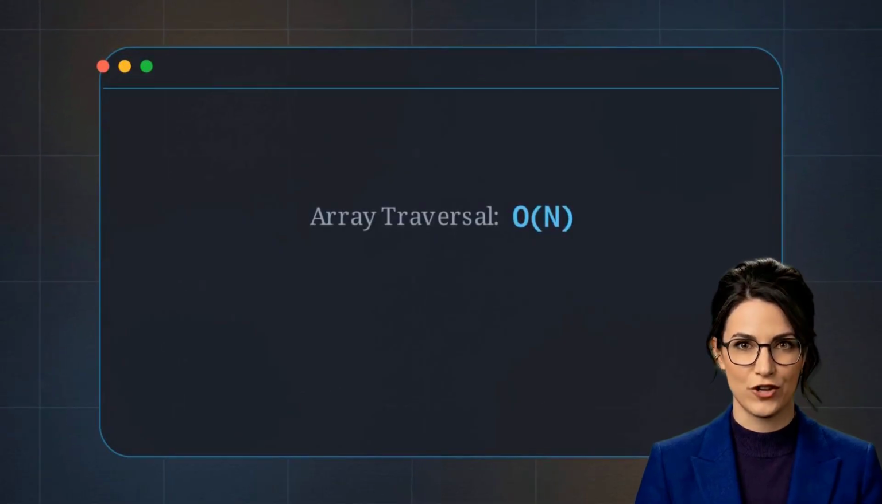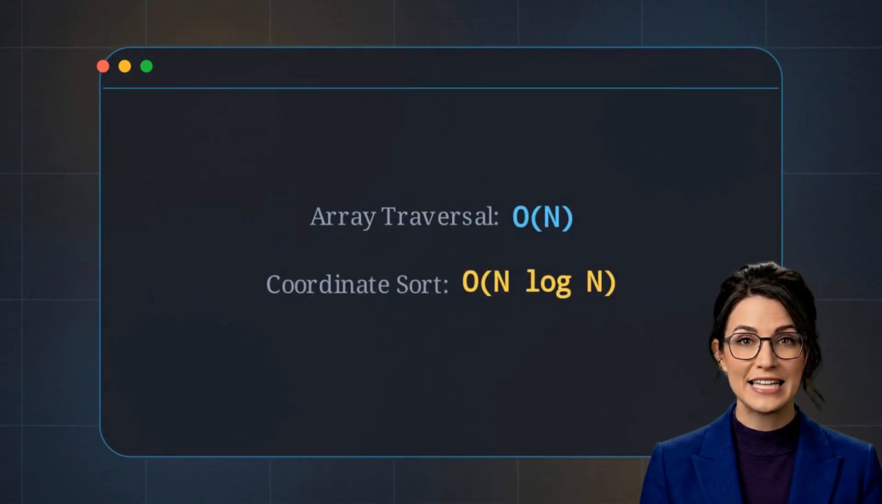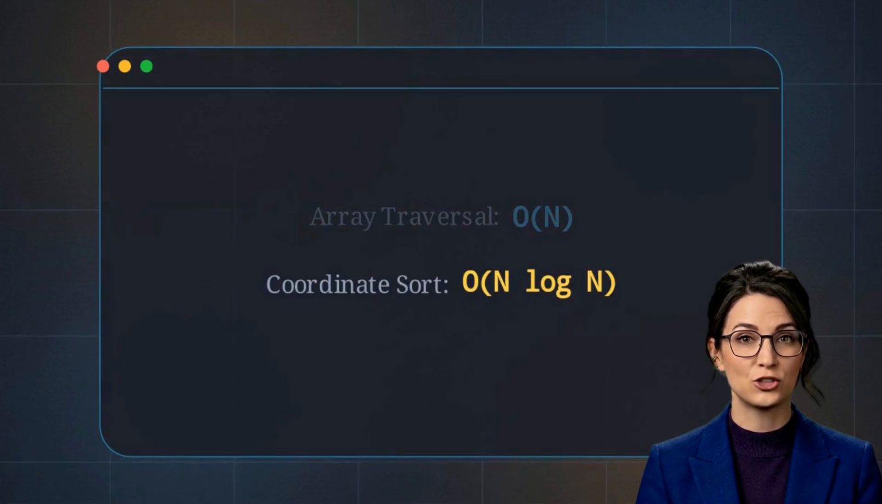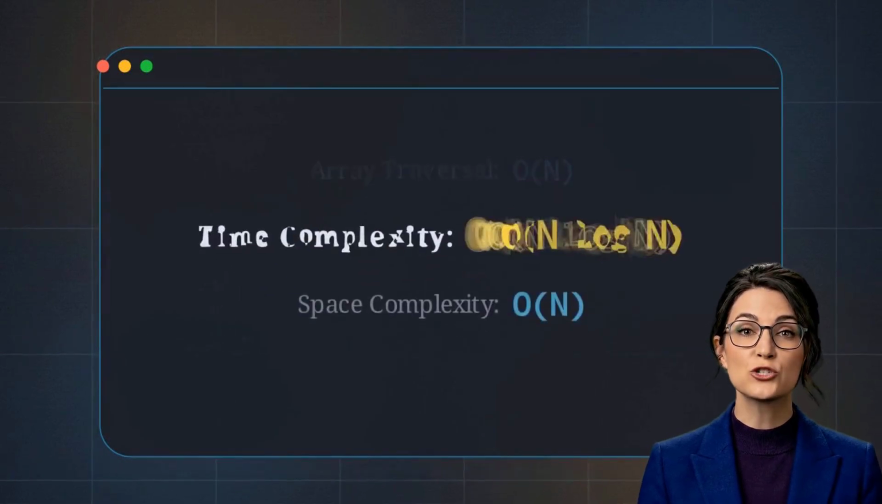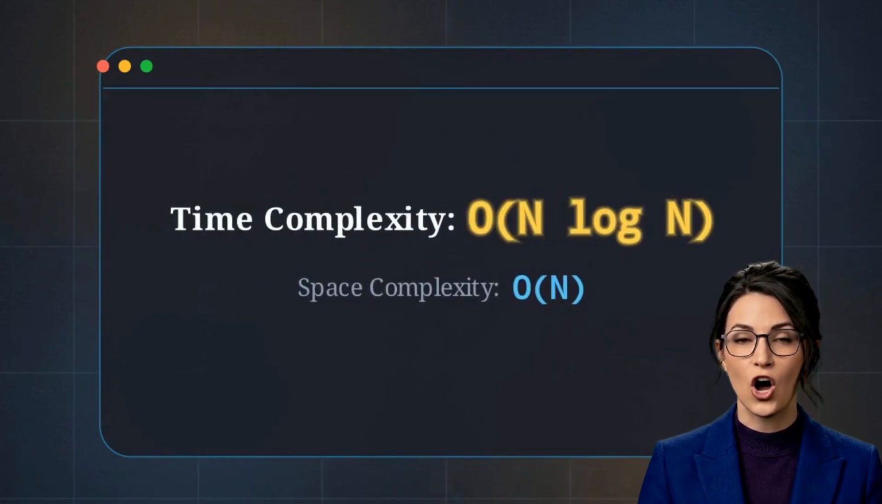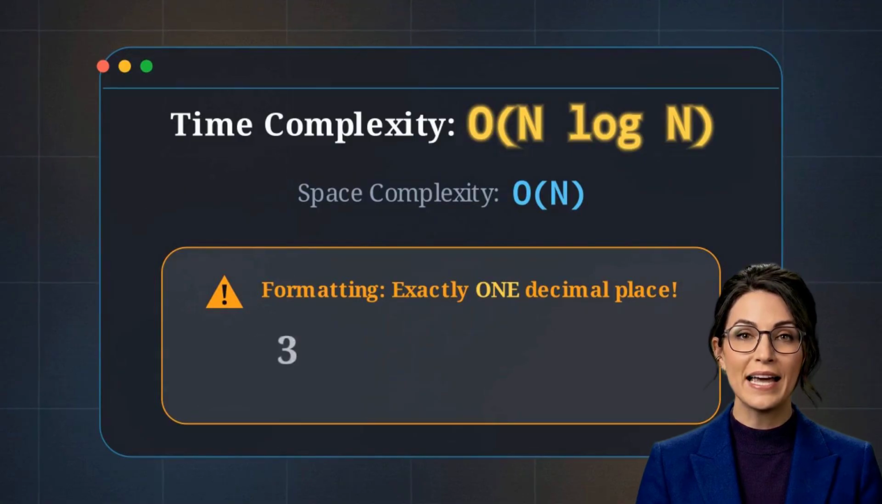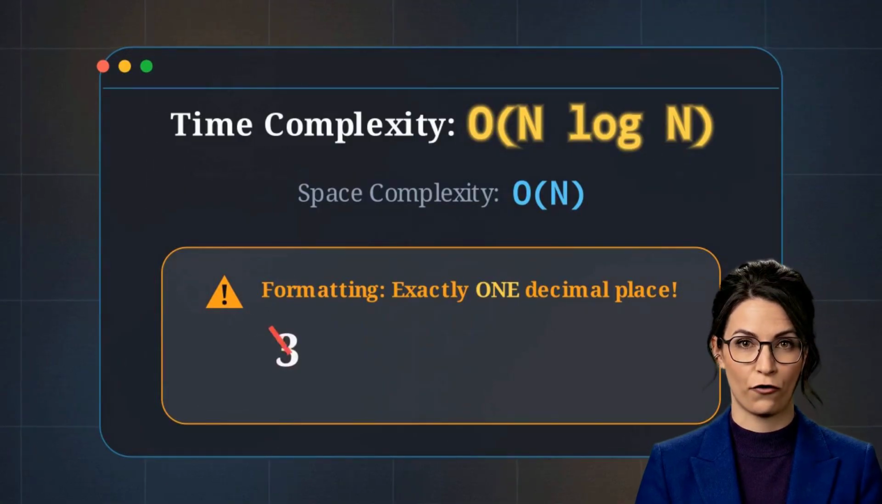Let's formalize the efficiency. Traversing the array takes O of n time, but the initial sorting step takes O of n log n time. Because the sort is the most intensive operation, our overall time complexity is O of n log n.